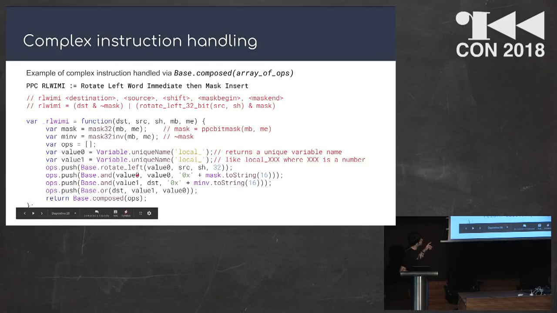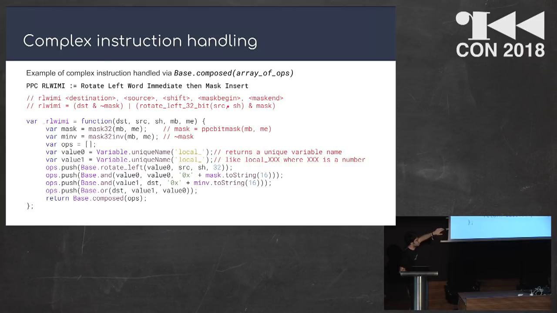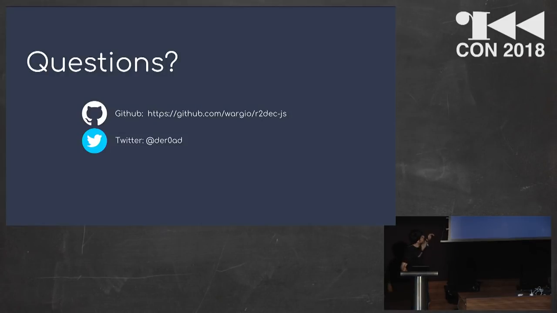Then you will have the base AND, which goes from value 0, and then the mask. I'm just following this structure and redefining it by using just the base operations. This ops array will be given as input to the base composed, and during the compilation time, when they are printed, everything will be there. So you will see the rotate left, the AND, and the OR. And that's all. So thanks.